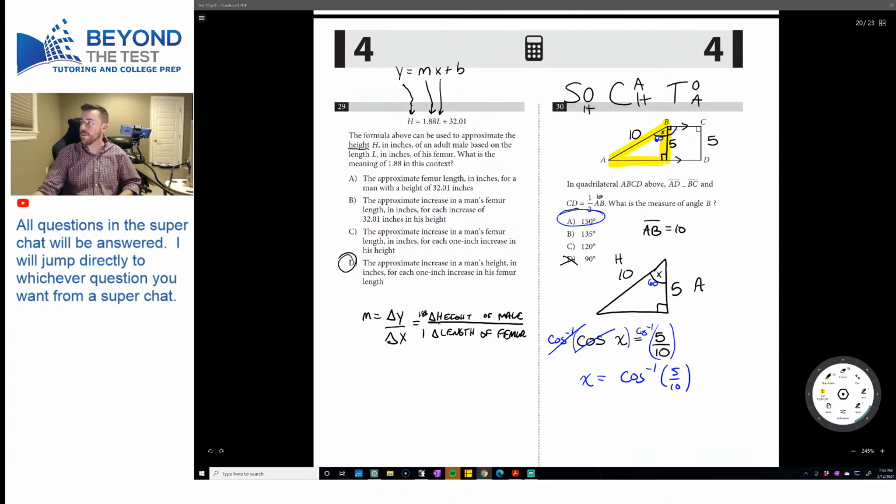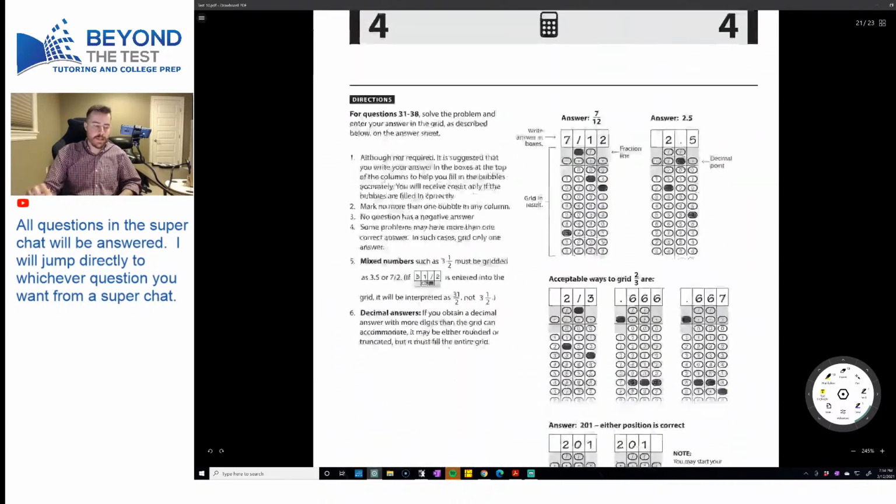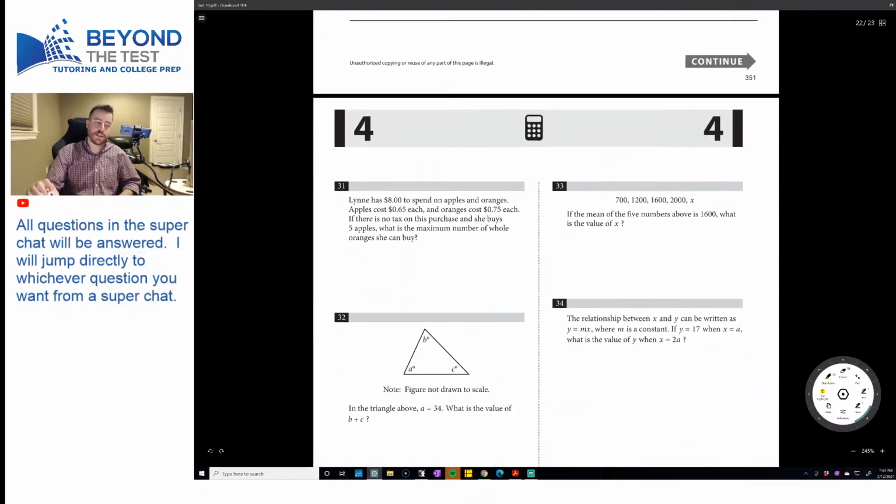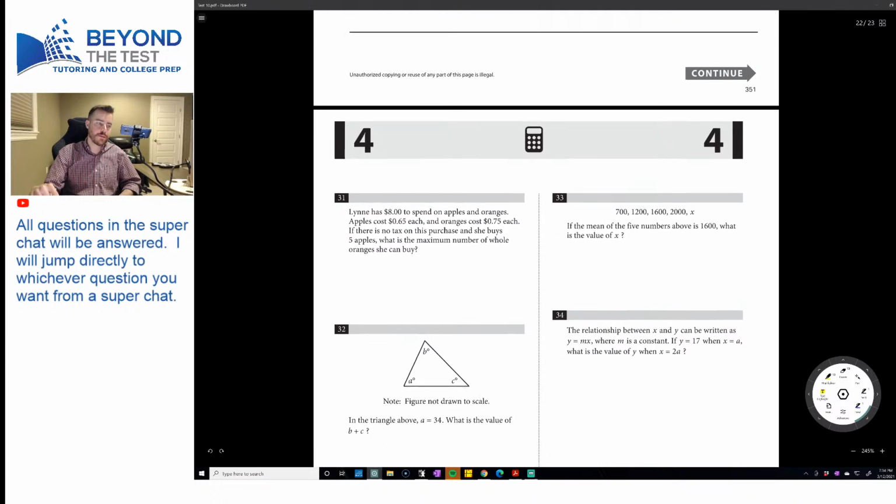All right, I hope this is making sense so far. I hope all those multiple choice made sense. Let's go ahead then and take a look at the gridding questions, which are going to be the last part of this test.